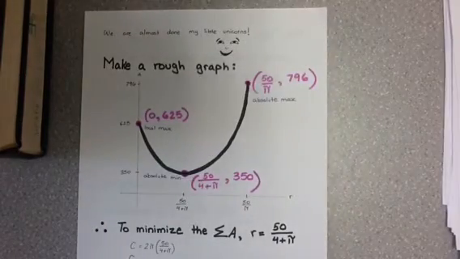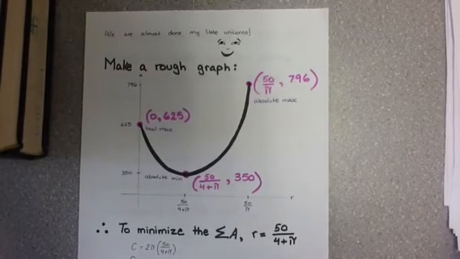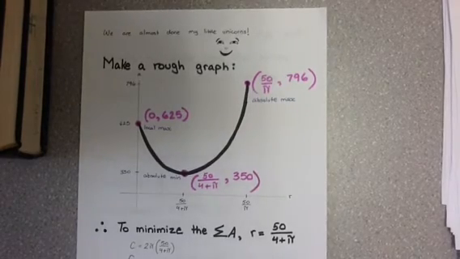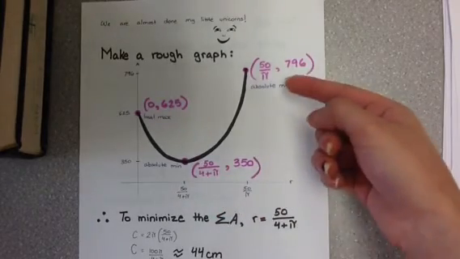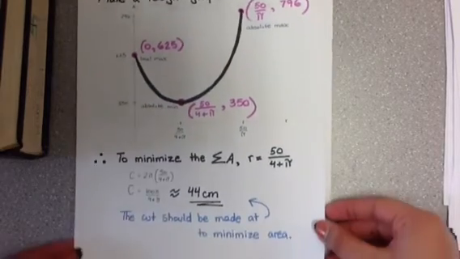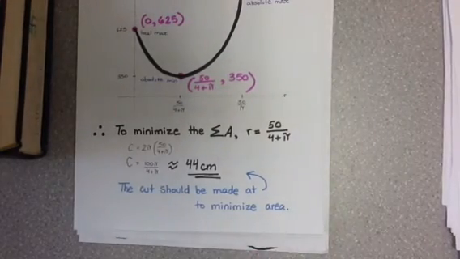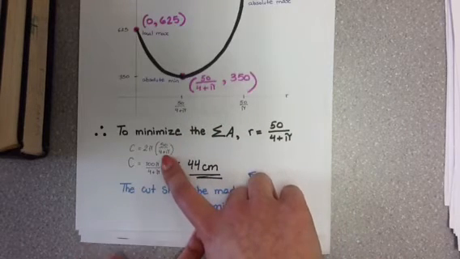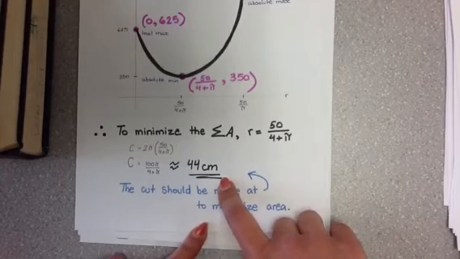We're almost done, my little unicorns. Let's quickly take a glance at the graph. To minimize the sum of areas, we use the absolute minimum point on the graph. So once we have all three of our coordinates plotted on the graph, we can easily see which is the minimum, which is the maximum, and which is the local maximum in this function. For a minimum sum of areas, the cut should be made at 44 centimeters. And we figured that out by plugging in our minimum coordinate right into the circumference formula. That gave us the distance around the circle, the smallest circle, in other words.